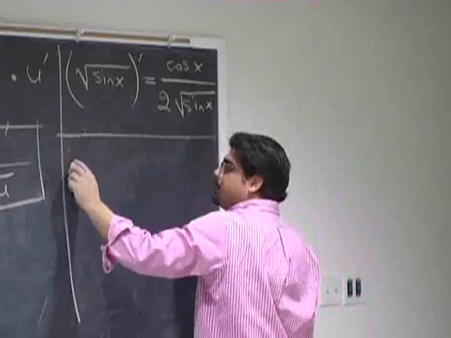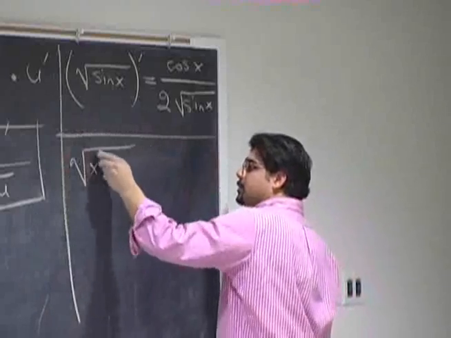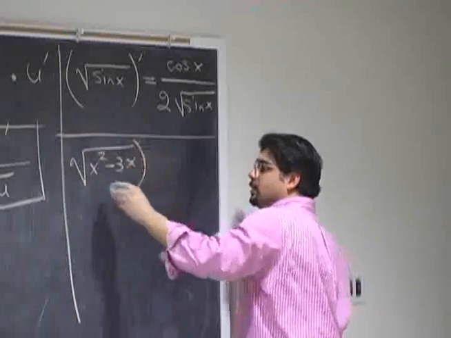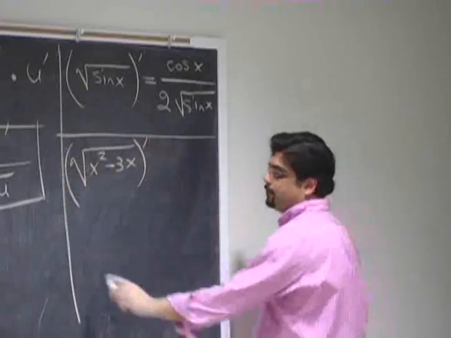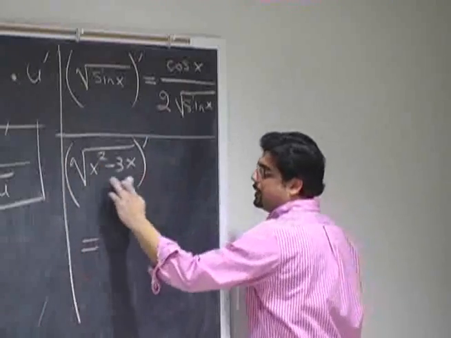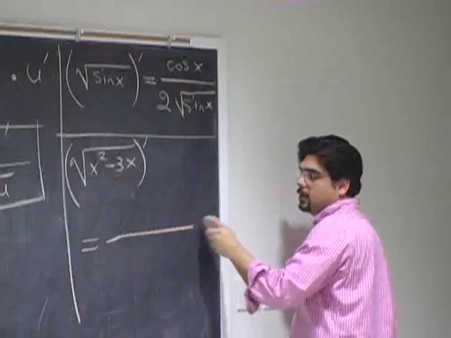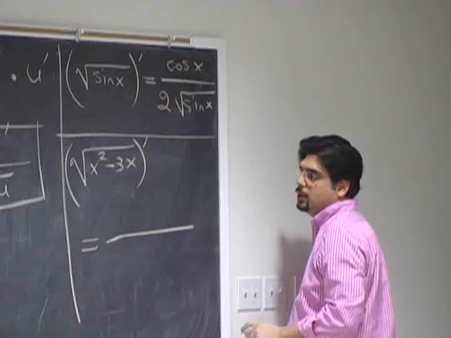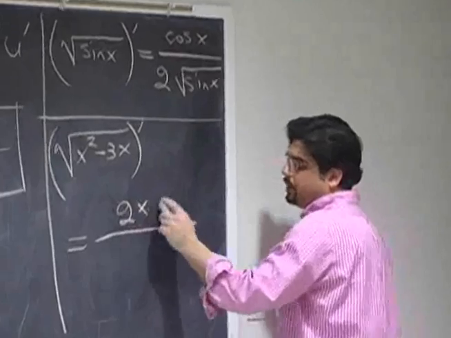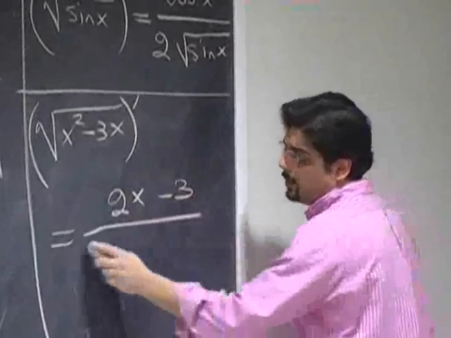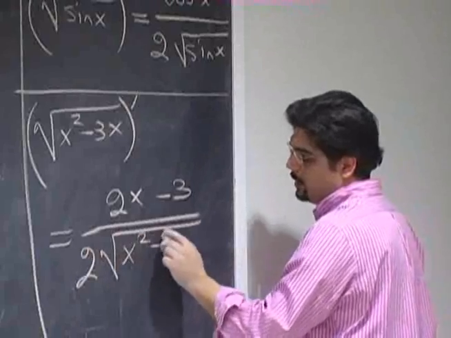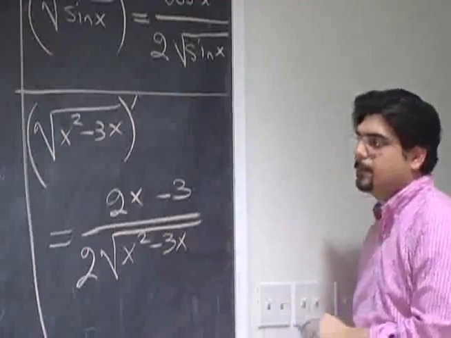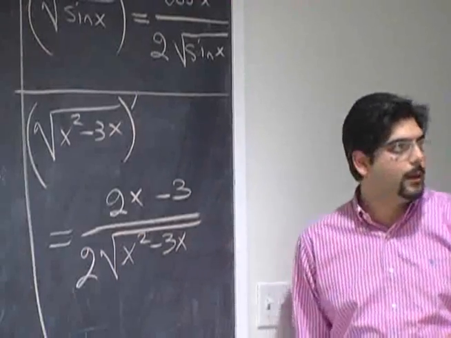Let's do another one. The derivative of the square root of x squared minus 3x. Again, u is this quantity in here. So u prime would be on the numerator, and the denominator is 2 square root of x squared minus 3x. Yes?